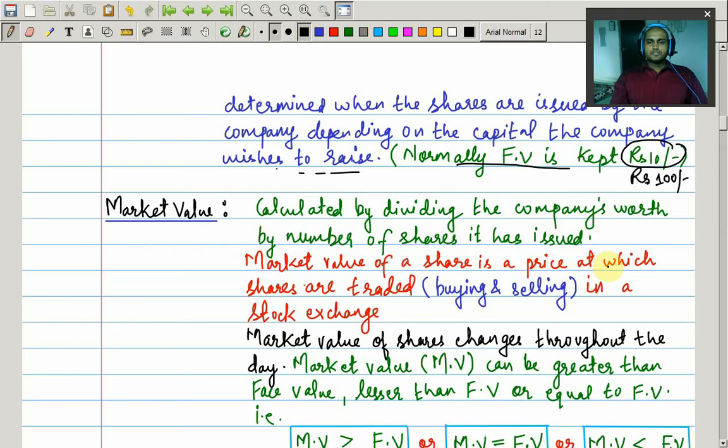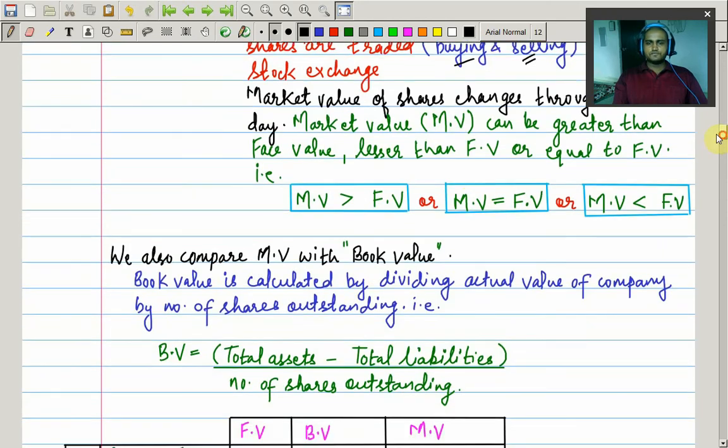Market value of a share is a price at which shares are traded. Traded means buying and selling is done in the share market. So market value of a share changes throughout the day. Market value MV can be greater than face value, lesser than face value, or equal to face value. So these are the mathematical expressions for the three statements.